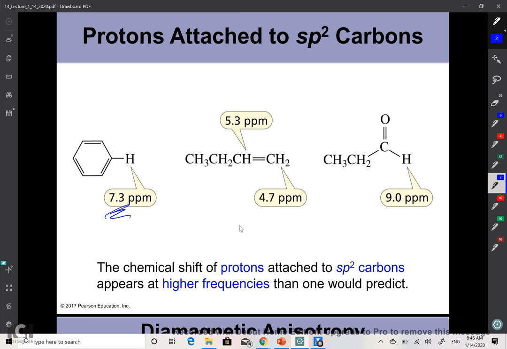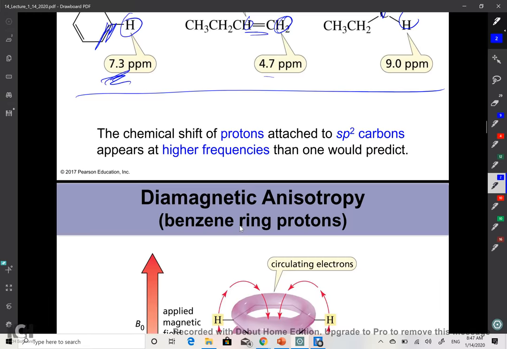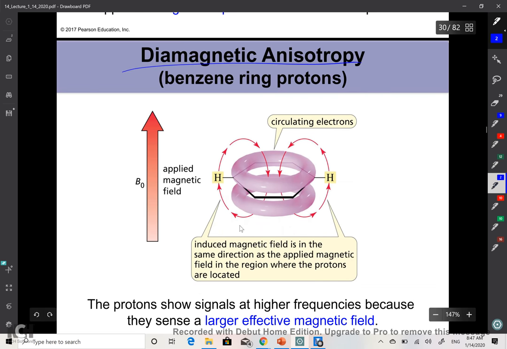Now, this hydrogen here is connected to a double bond, and this other hydrogen here is also connected to a double bond. But look at their signal. That's a big gap: one is at 7, the other one is at 4. And then this other hydrogen is also connected to a carbon that has a double bond, but look at where the signal is, 9.0. It's a wide range, which means there's something happening. They are all connected to an sp2 carbon, but the range is really wide. Remember I said we'll only be studying between 0 and 12. So why do we have such a wide range? All that has to do with what we call diamagnetic anisotropy.